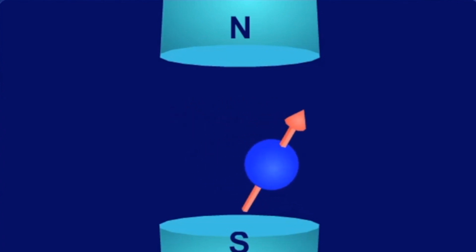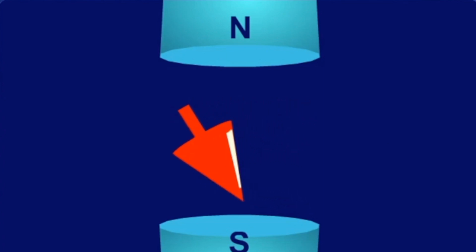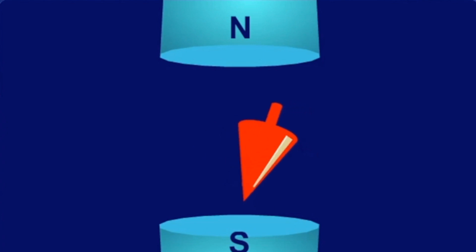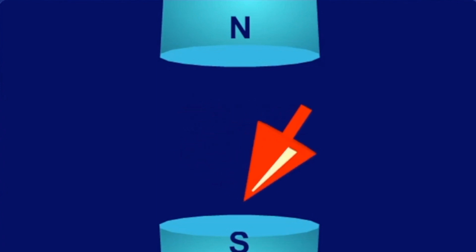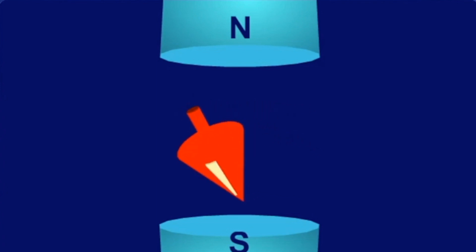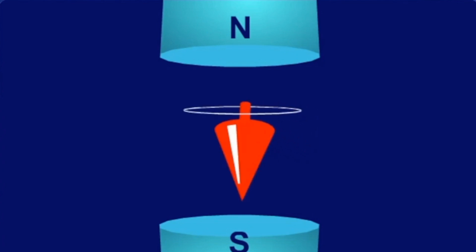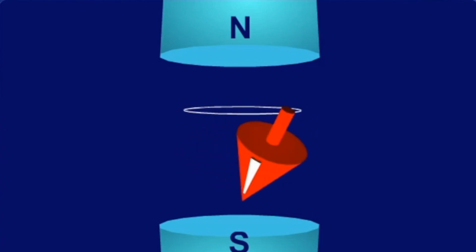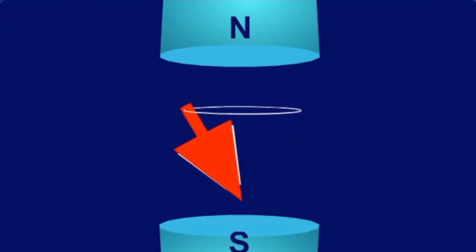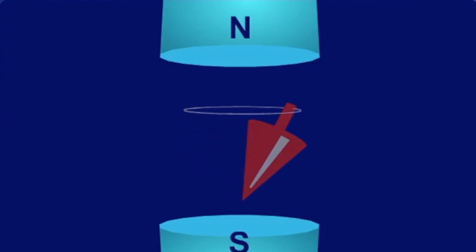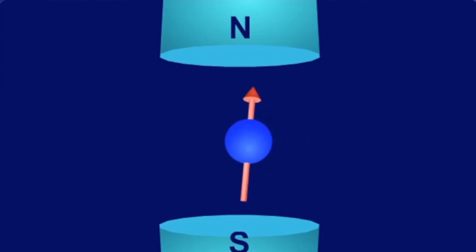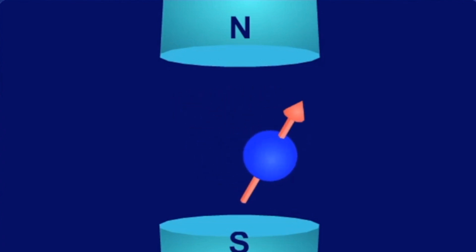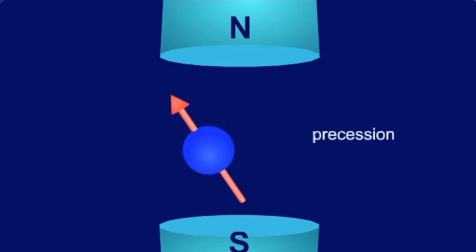Just imagine a spinning top. When you hit it, it starts to wobble or tumble around. It doesn't, however, fall over. During the precession, the axis of the spinning top circles, forming a cone shape. Protons, in a strong magnetic field, also show this wobbling type of motion, which is called precession.